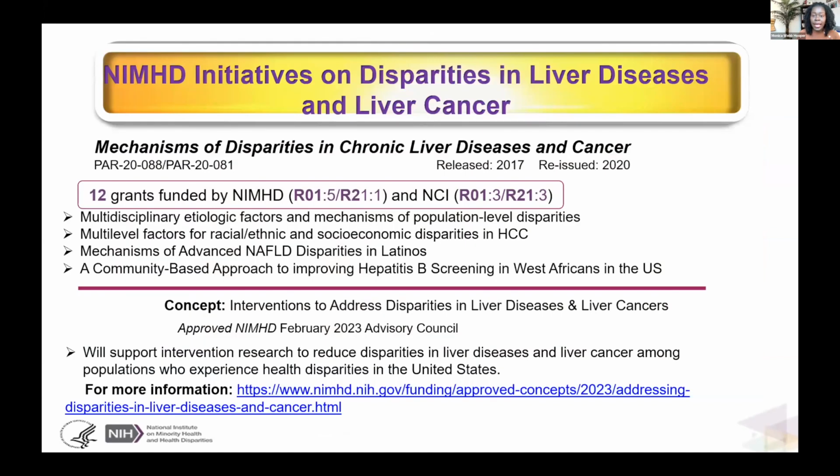Finally, I want to mention that NIMHD continues to support meritorious research on liver diseases and cancer. We've had a specific funding opportunity since 2017, which is also supported by NCI, the National Cancer Institute, and was reissued in 2020. A new concept on this topic was approved at our February 2023 council. So stay tuned for the release of an upcoming funding opportunity.